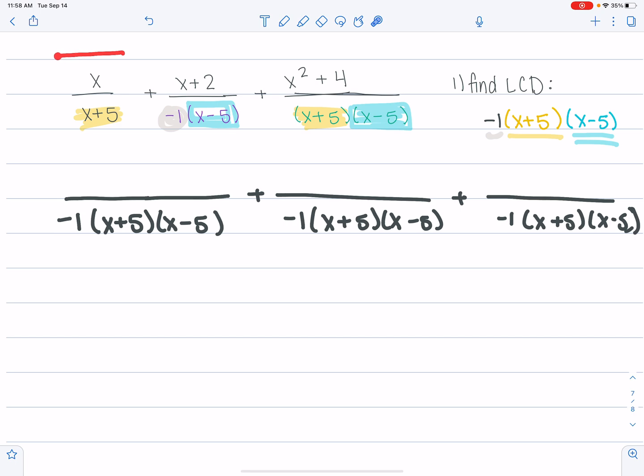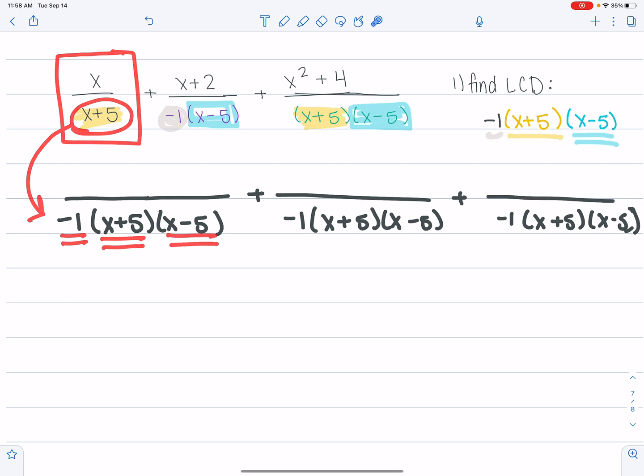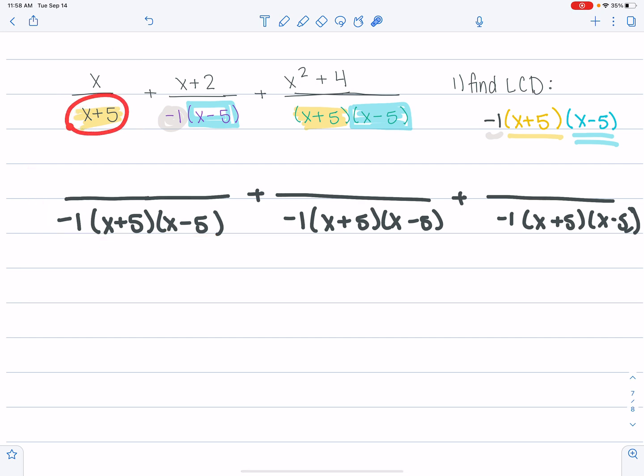So this first fraction, the denominator was x plus 5. I need to multiply to make it the LCD of negative 1, x plus 5, x minus 5. So the question you're asking yourself is, the denominator was x plus 5. What am I missing from the LCD? Well, that's negative 1 and x minus 5. So I'm going to multiply top and bottom by negative 1, x minus 5.